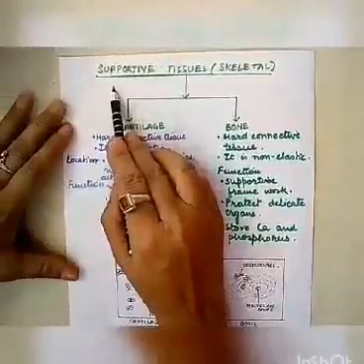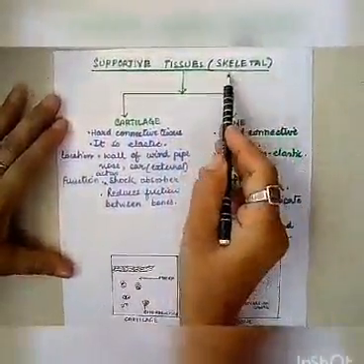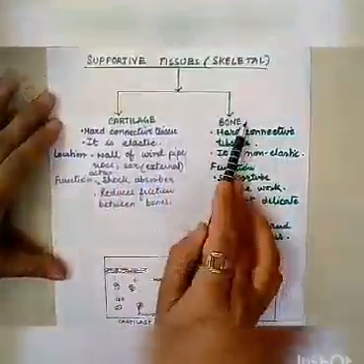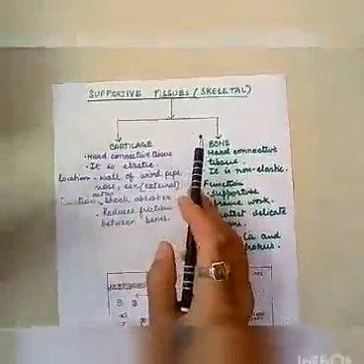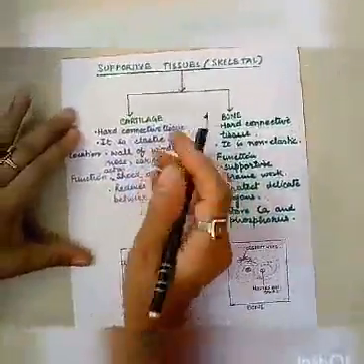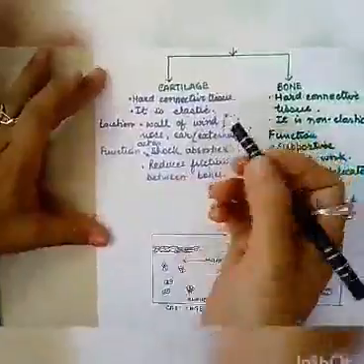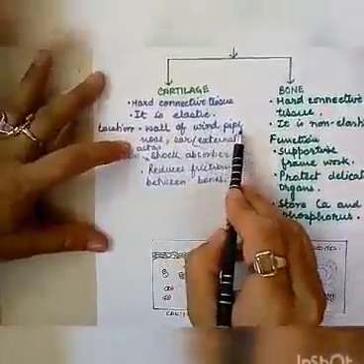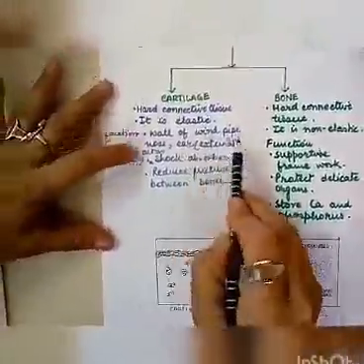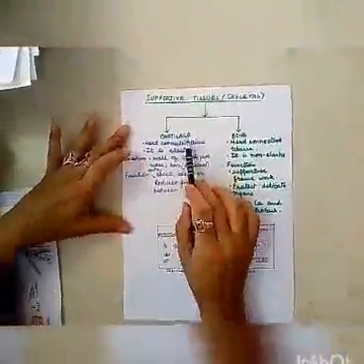Now this is the third type, that is the supportive tissue or the skeletal tissue. Two types of skeletal tissues are there: cartilage and bones. Cartilage is a soft connective tissue, soft and elastic in nature. Where do you find cartilage? Cartilage is found in the wall of the windpipe, nose, and ear. The external ear which you see, and your nose, are made up of cartilage.